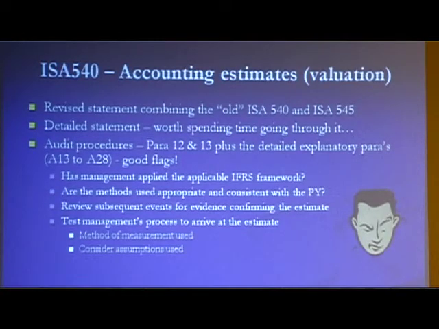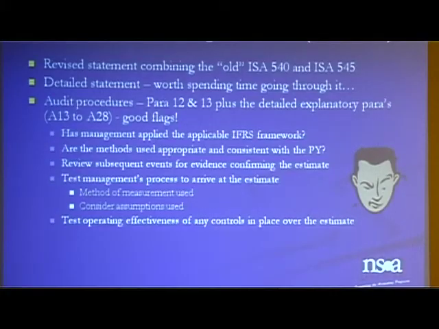Test management's process as to how they arrived at the estimate. So what is the method of measurement that they've used to determine that estimate, and did they use any assumptions? And if they did make assumptions, consider whether those assumptions are reasonable. Test the operating effectiveness over any controls that the client is relying on in terms of determining that estimate. It's not often that that's going to be the case, that there will be controls. But if there are controls, test whether they are operating effectively. And then, and only then, would you then consider developing your own independent estimate.